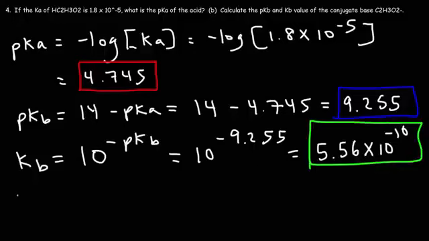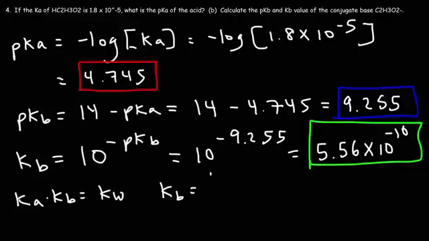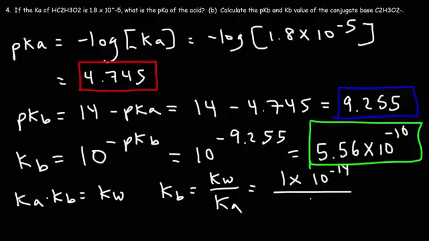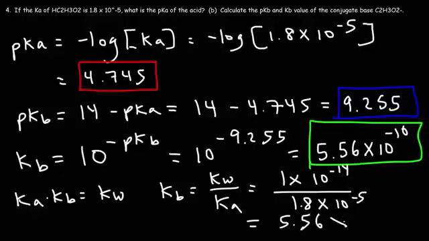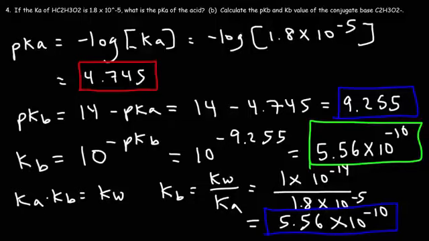And remember, Ka times Kb is equal to Kw. So you can get Kb by taking Kw and dividing it by Ka. So Kw is 1 times 10 to the negative 14. Ka is 1.8 times 10 to the negative 5. And this will give you the same answer, 5.56 times 10 to the negative 10. So that's it for number 4.